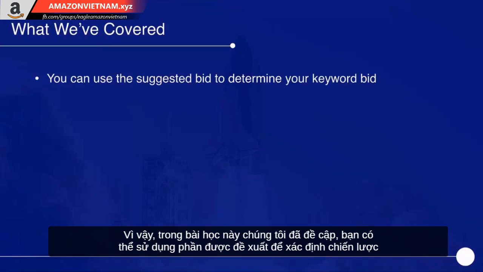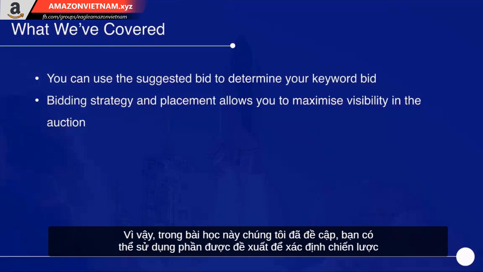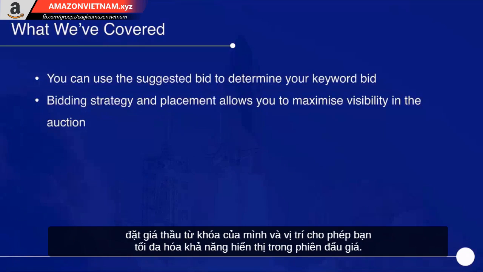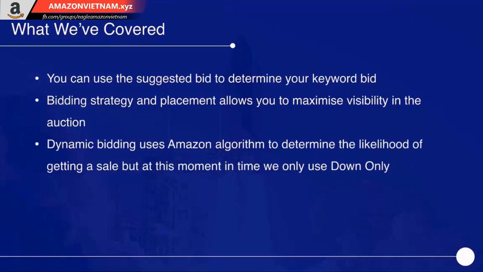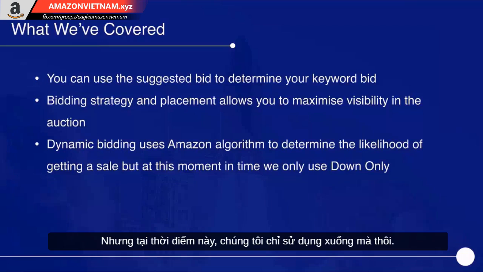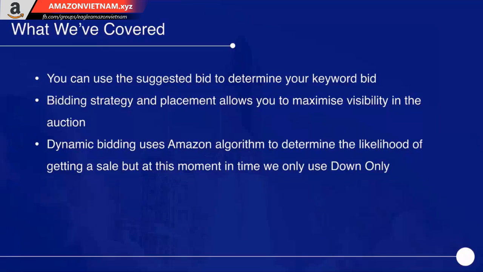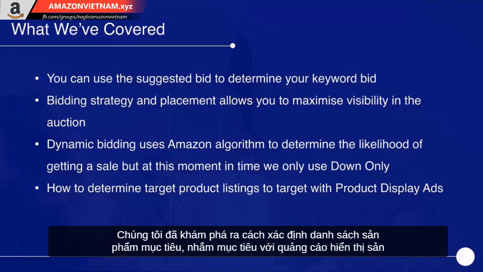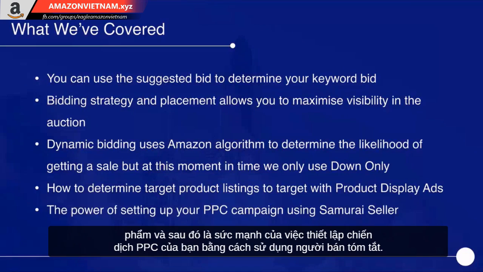So in this lesson we've covered, you can use the suggested bid to determine your keyword bid. Bidding strategy and placement allows you to maximize visibility in the auction. Dynamic bidding uses Amazon's algorithm to determine the likelihood of getting a sale, but at this moment in time, we only use down only. We've discovered how to determine target product listings to target with product display ads, and then the power of setting up your PPC campaign using Samurai Seller.